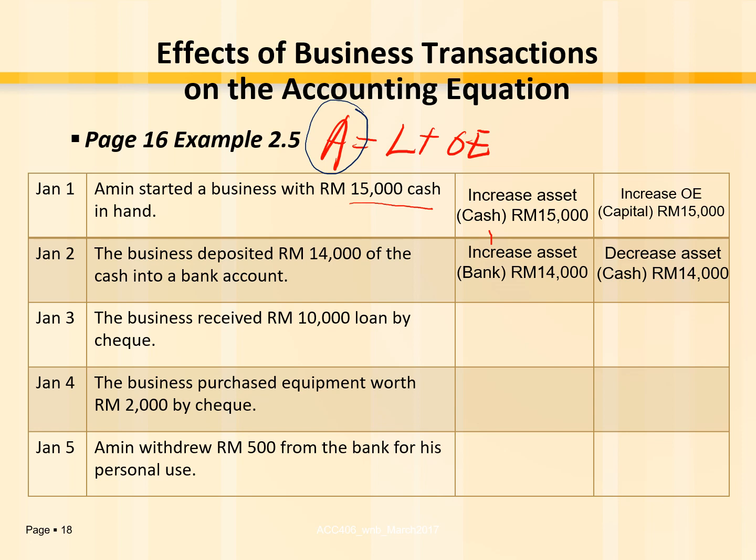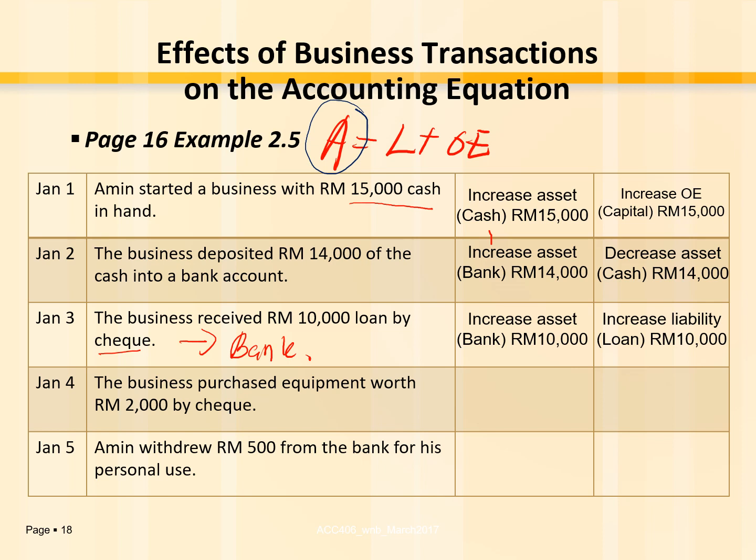Next, business receive 10,000 loan by check. So, what will happen? Dia akan increase the asset because the money of the loan diterima melalui check. So, bila dia masuk check, dia masuk dalam bank. So, at the same time, dia akan increase the liability, which is the loan value. So, asset iaitu 10,000 sama dengan 10,000 campur dengan 0 effect on the owner's equity.